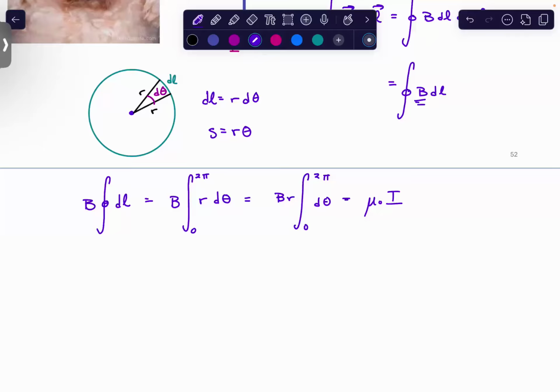Yeah, the mu 0 is a constant. You would look that up. That is your permeability of a vacuum for magnetic fields.